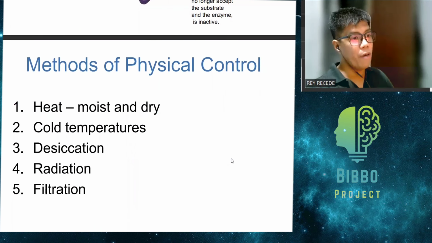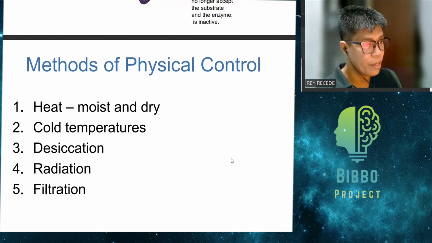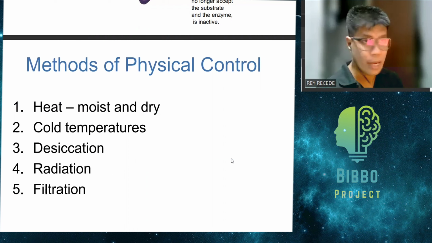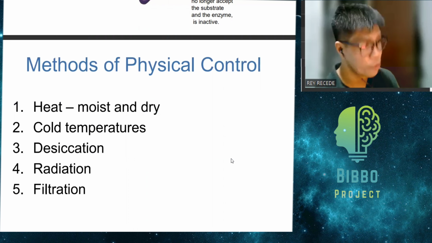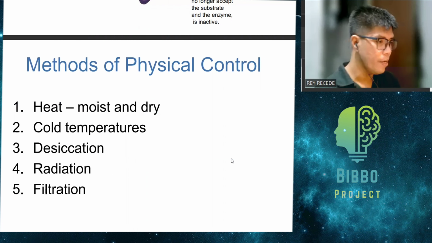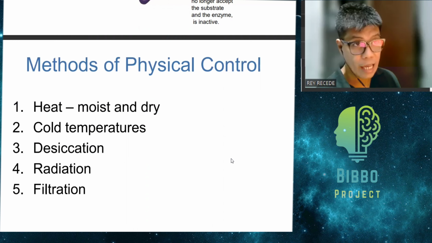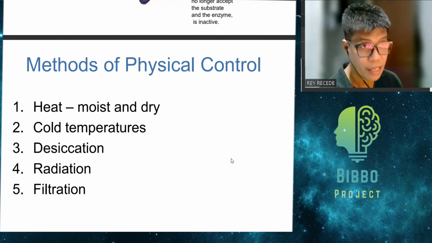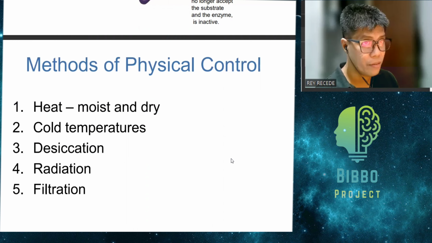Some methods of physical control are the following. Heat could be moist and dry. Cold temperatures, later it will be explained. Desiccation or drying, dehydrating rather, radiation, and filtration of bacteria or microorganisms.